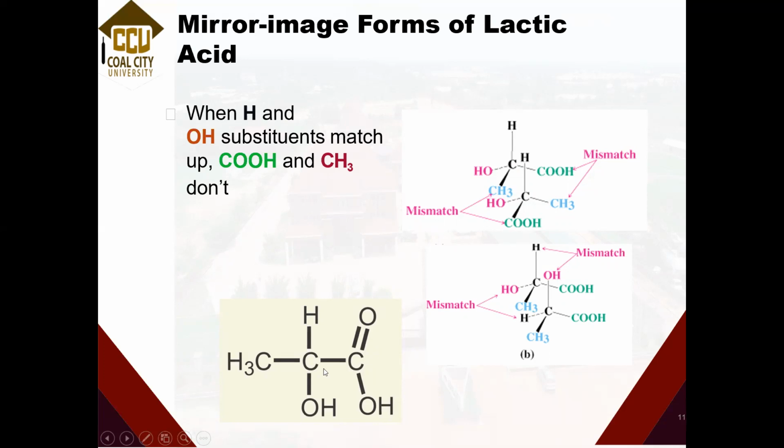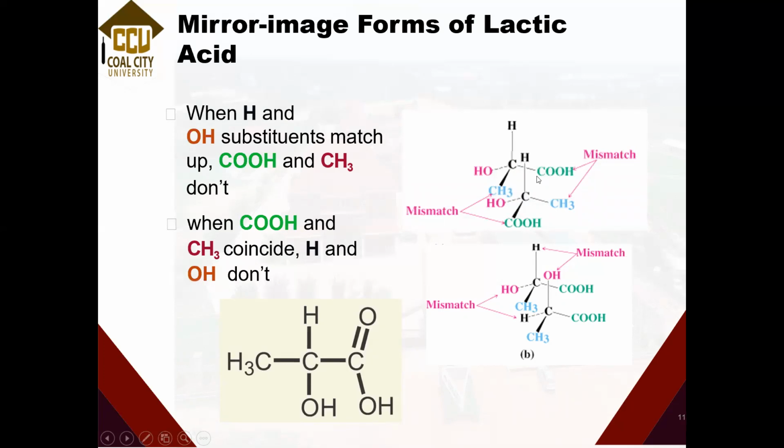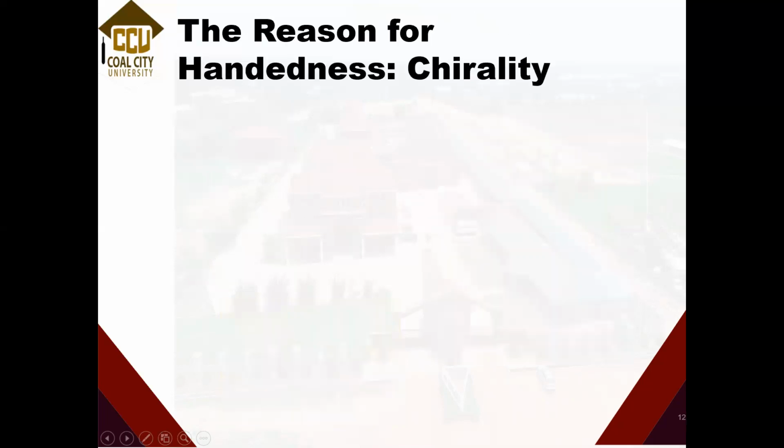And we've seen that when the OH and the H match up, this is one lactic acid, this is another one. You can see the hydrogen matches up. You can see the OH matches up. But look at the CH3 and the COOH. And also, when the COOH and CH3 coincide, the H and the OH don't. So there's no way you can twist it. Whether we turn it 180 degrees or not, we'll still see that they are non-superimposable.